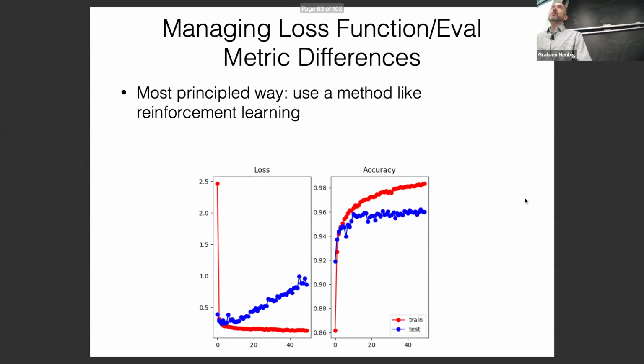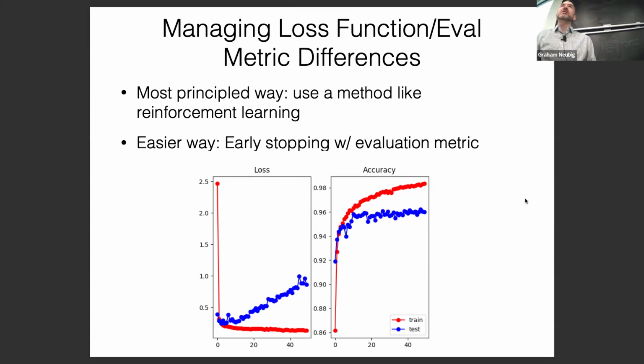The most principled way is to use a method like reinforcement learning, some sort of structured training algorithm that allows you to train your models so that you don't get these bad outputs. Another way that's much easier is to do early stopping with the evaluation metric as opposed to early stopping with the loss. And by doing this, you would stop here. So you would stop where you get the highest evaluation metric that you care about, instead of stopping here. So that's one way you can fix this problem.